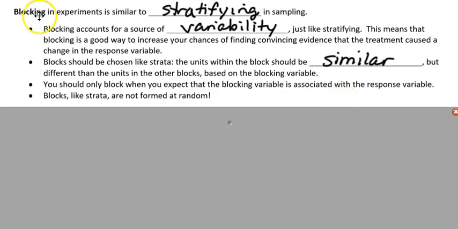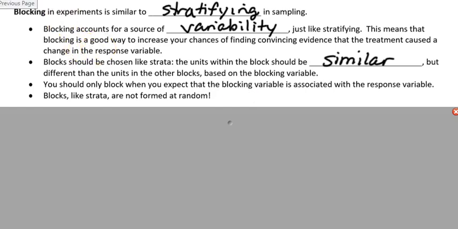This new strategy is called blocking. Blocking in experiments is similar to stratifying and sampling. Blocking accounts for a source of variability, just like stratifying. This means that blocking is a good way to increase your chances of finding convincing evidence that this treatment caused a change in the response variable.